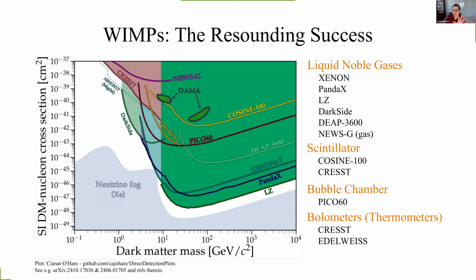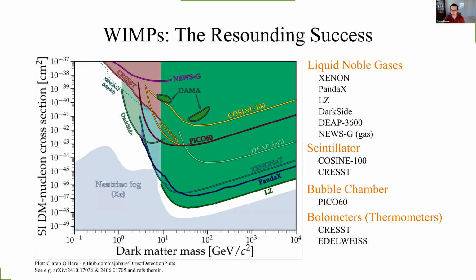What this is showing is that the liquid noble gas detectors, which are listed here on the top right, are really the workhorses. They're doing a lot of the work of probing through this huge parameter space and onto the neutrino fog. But there are other kinds of detectors that live here too. So scintillators, which are crystals that shine when particles knock into them, like COSINE and CRESST, are also well represented. CRESST is particularly sensitive to light dark matter below the mass of a proton.